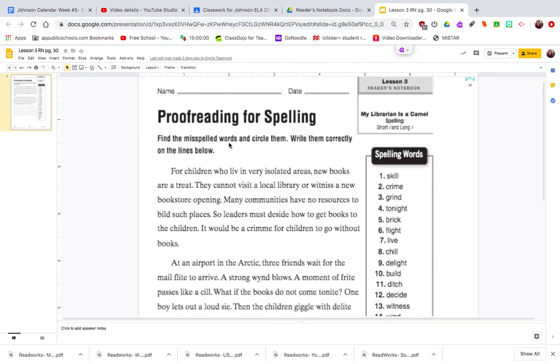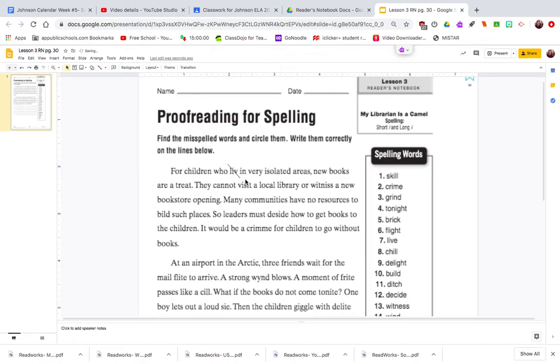So we're going to find the misspelled words and circle them. You do not have to circle them if you do not want to. Write them correctly in the lines below. Sometimes I like to do this instead if I find a word that is spelled wrong. For example, it says, for children who live, live is my first one.